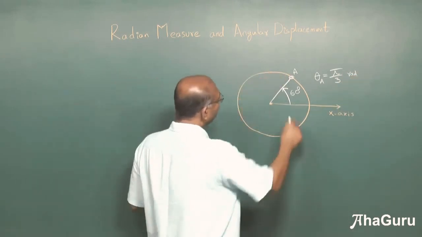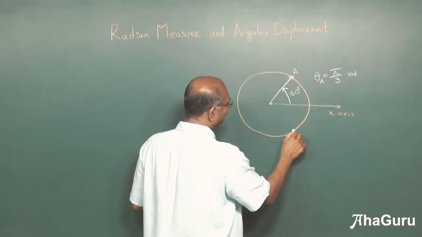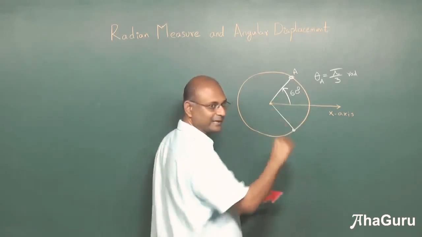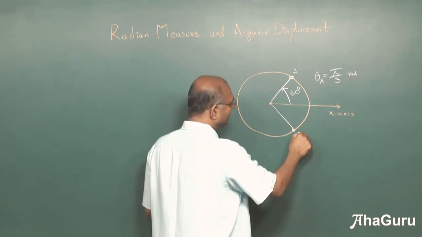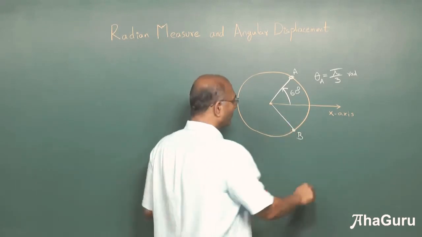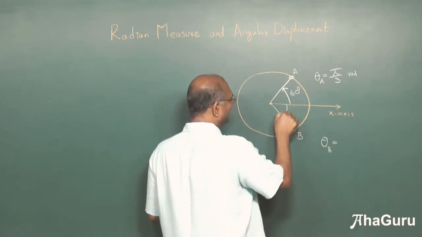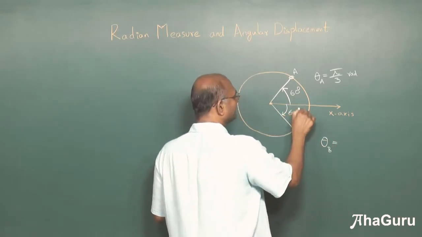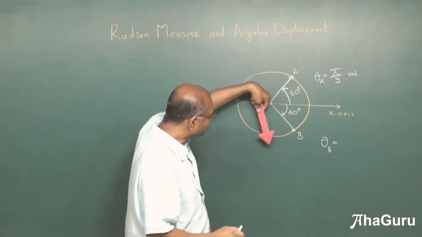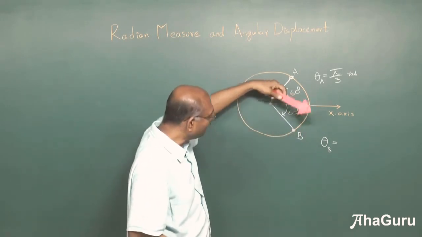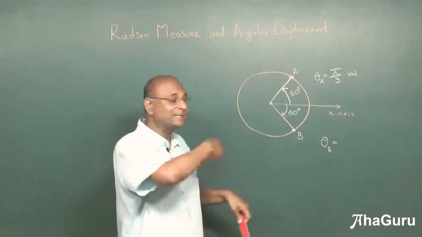But suppose the particle was here, suppose it started out here. Let us say that this was B. What is the angular position of B? And let me say that I am going this way, 60 degrees. So I am going this way, right? From the x-axis, if you count, you are going in the clockwise direction.